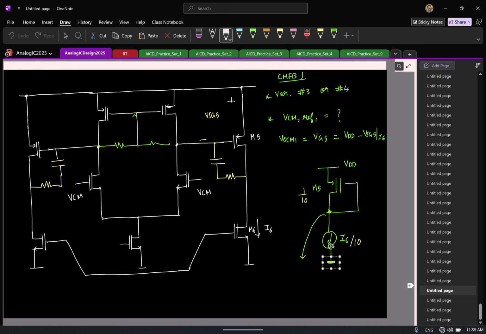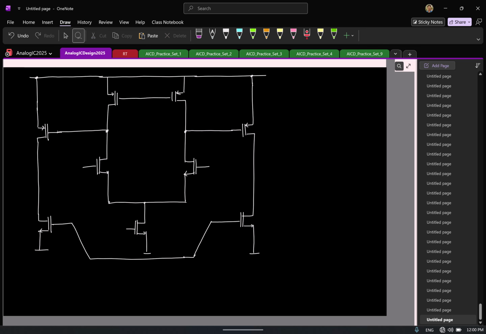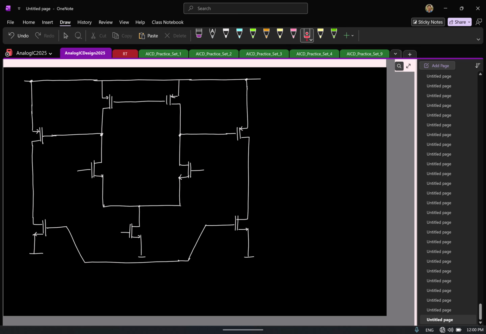Right? So, can I have the two-stage fully differential amplifier ready? So this is your regular two-stage OTA. Nothing has been done. Now I have to compensate using feed-forward compensation. So let's see how we can do it.